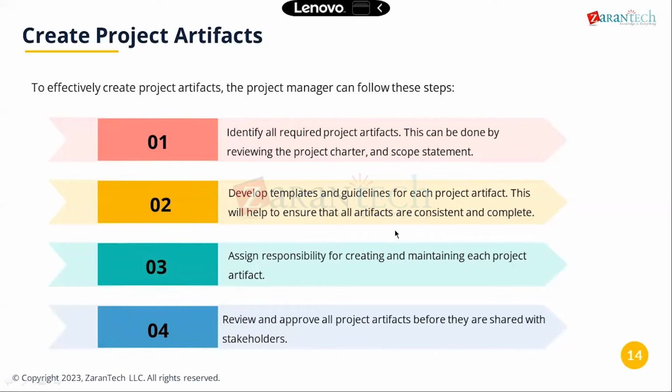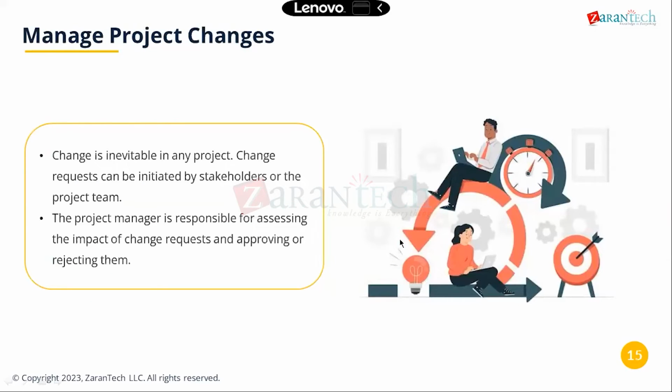And third is assign responsibility. Here, for example, one team member could be responsible for updating the project schedule, while another may be managing the risk assessment documents. Therefore, an individual person is managing each of these artifacts. Then review and approve all project artifacts. Here, we're talking about how a project manager should review and approve all project artifacts. It will ensure accuracy, relevance, and consistency in the information being disseminated to all the stakeholders.